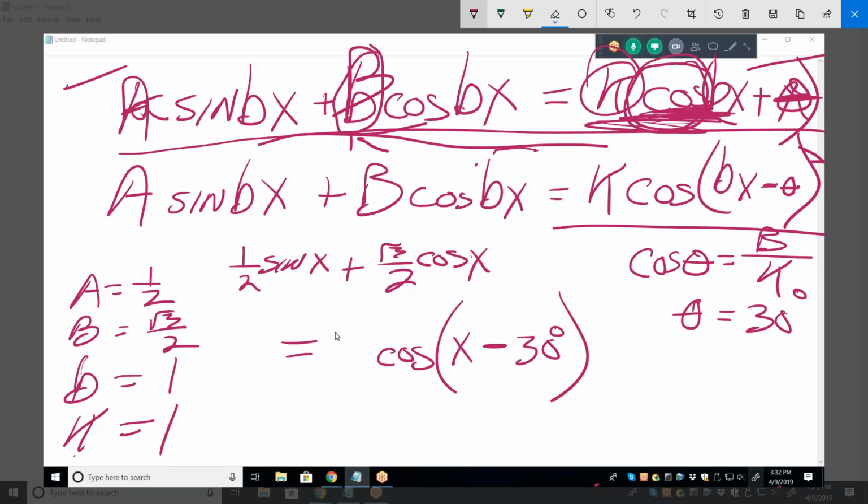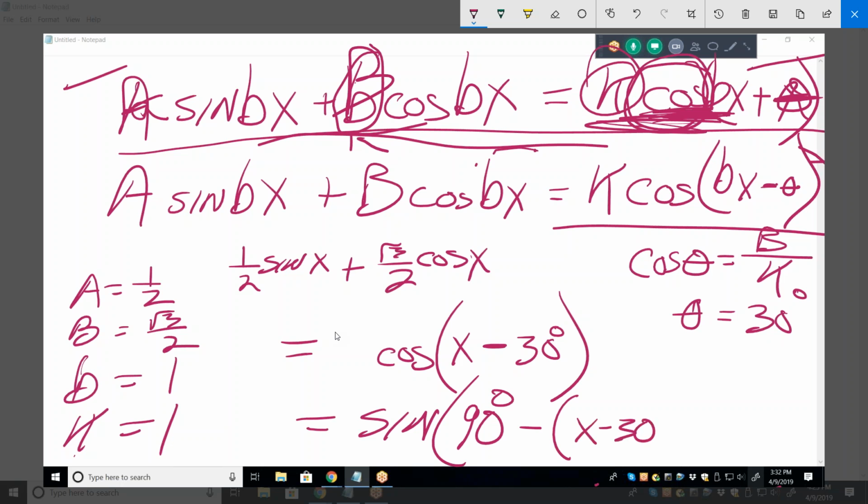I think that is. Now, that also happens to be the sine of 90 degrees minus that angle. In other words, 90 degrees minus that angle, which is x minus 30. So if I want to answer this with sine, it's the sine of 120 degrees minus x.